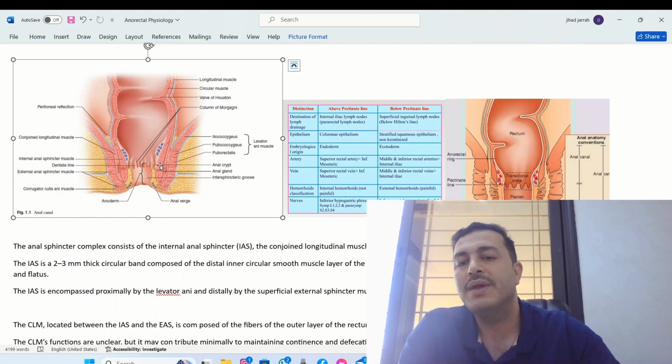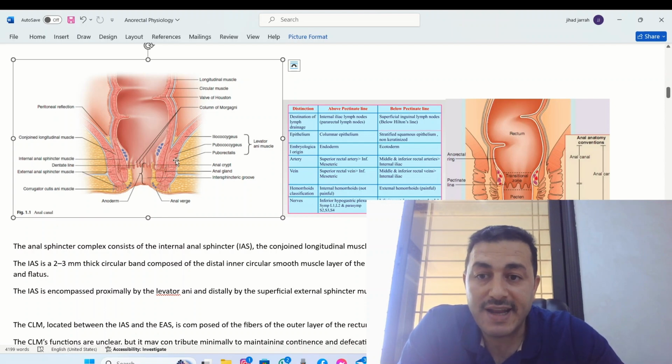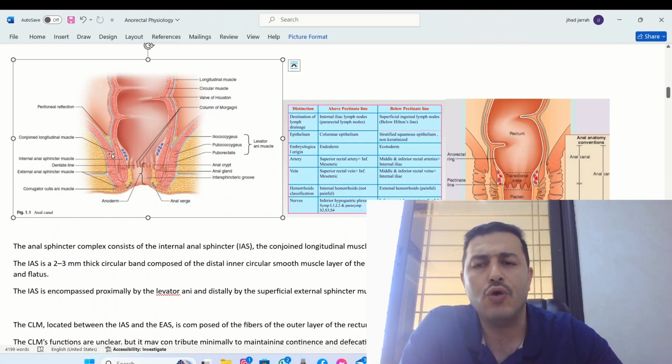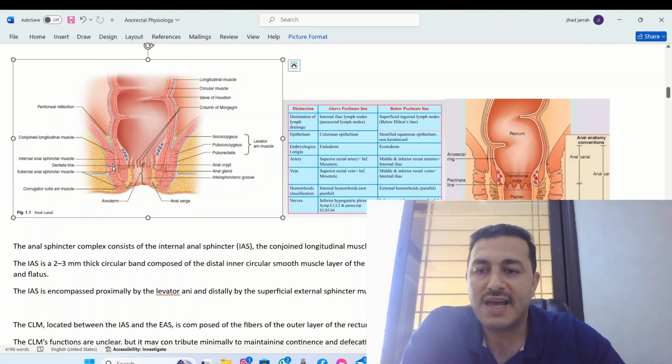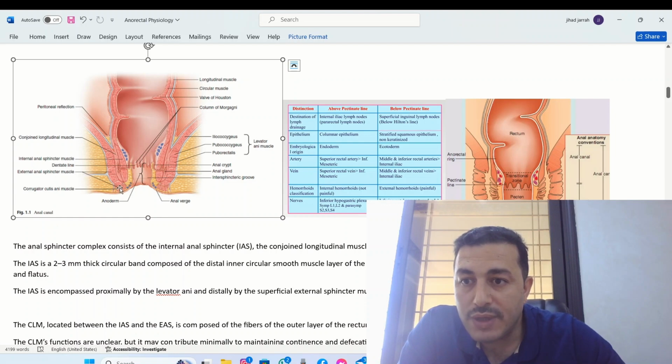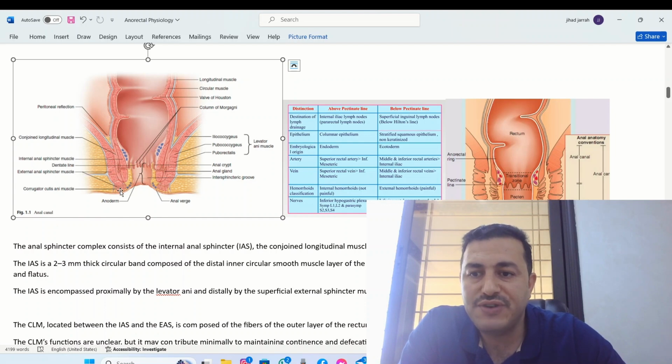tonic contraction. Between the internal and external we have what we call the conjoint longitudinal sphincter or muscle. Again, its function is not clear, but they said that it actually supports the continence mechanism. The most external is the external anal sphincter. Actually it has 3 parts: the deep, superficial and cutaneous part.